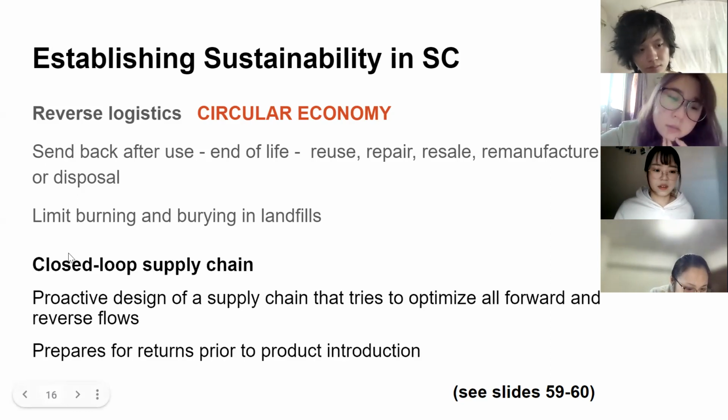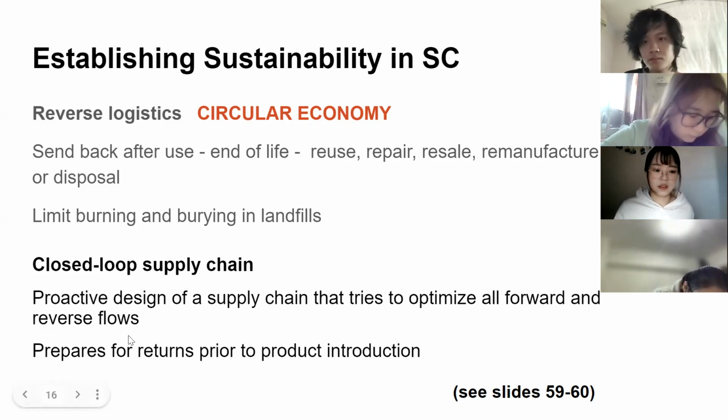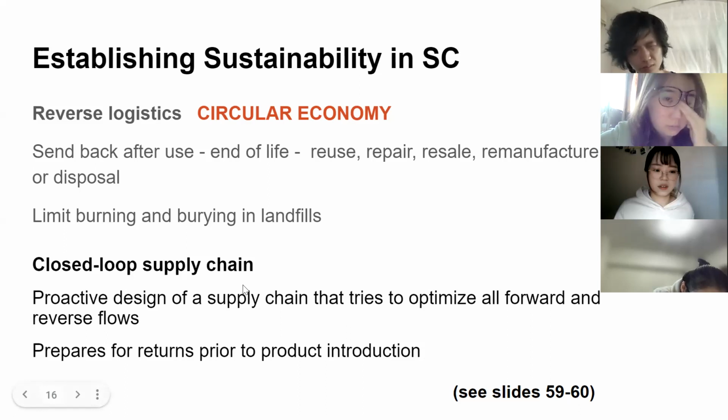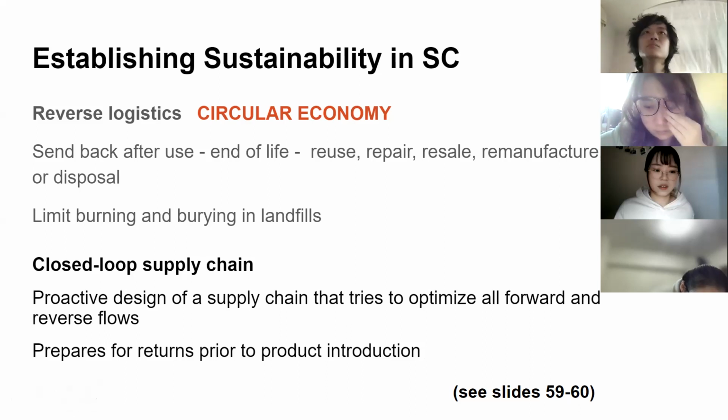Another concept is called closed loop supply chain. This is similar. Circular economy is actually closed loop supply chain. It's a proactive design of a supply chain that tries to optimize all forward and reverse flows, and you prepare returns prior to product introduction. Look at slide number 60. There are forward and reverse flows of activities required. That's how to establish sustainability in supply chain.